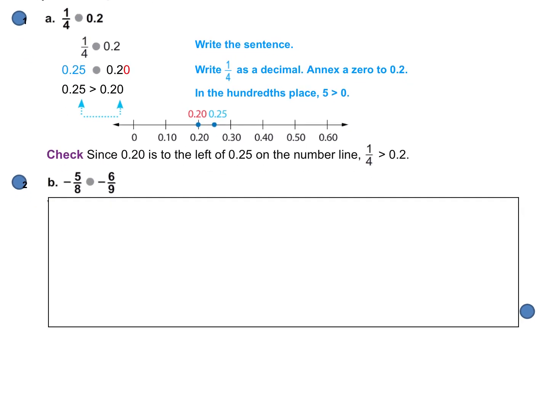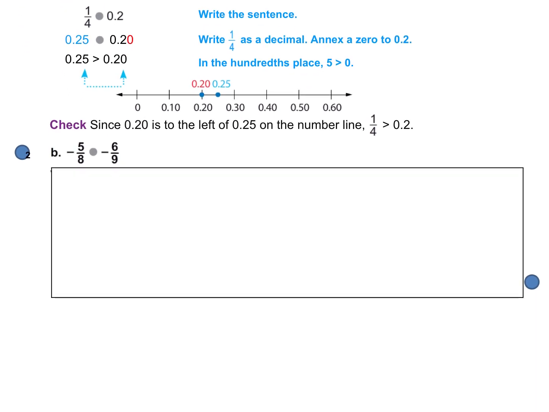Okay, so how would I do B? You can't do a number line. How do I turn those into decimals? You have to divide them, right? So we do 5 divided by 8. What do you notice? It's negative, so what's our answer going to be? Our answer is going to be negative.